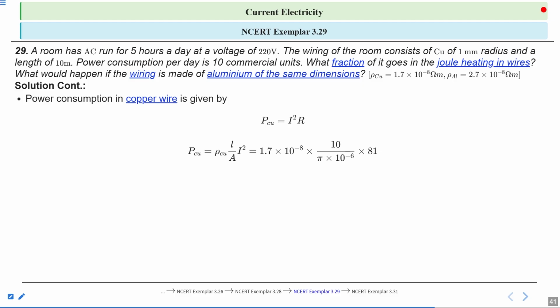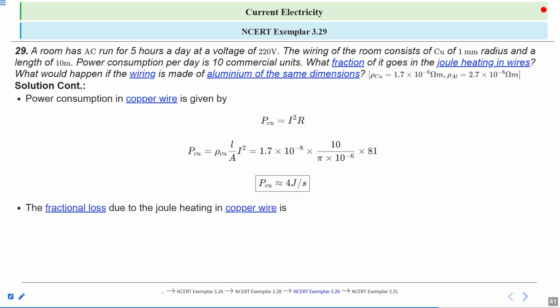So power in copper wire is equal to resistivity of copper, rho Cu, L by A, I square. Put the values of rho Cu, that is 1.7 into 10 to the power minus 8. Value of length is 10 meter. And area is pi R square, R is given 1 millimeter, 10 raised to power minus 3 meter. So A will be pi into 10 raised to power minus 6, and into what was I? I is 9 ampere. So 9 square is 81. So power consumed in the copper wire is 4 joule per second, or we can say 4 watt.